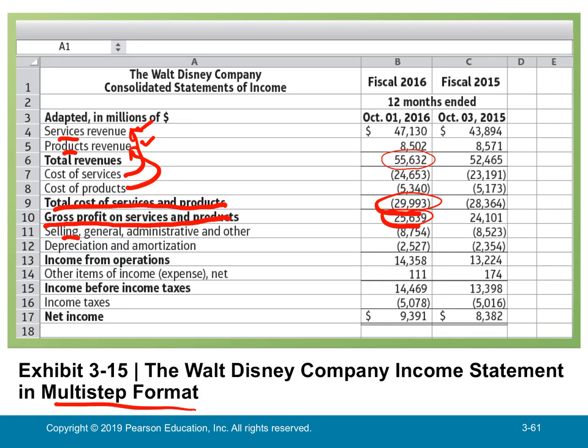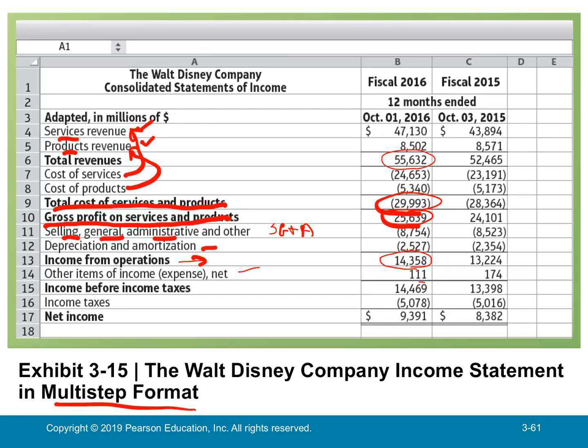Then we have other expenses called selling, general, and administrative. Very often you'll hear these as SG&A, selling, general, and administrative expenses. Then you have depreciation and amortization. That gives you your income from operations. So this is the income we made from our regular operations.